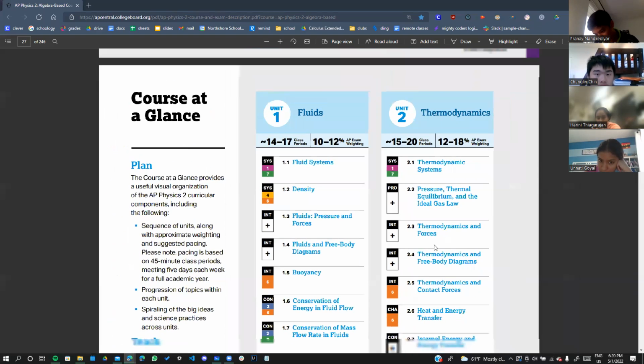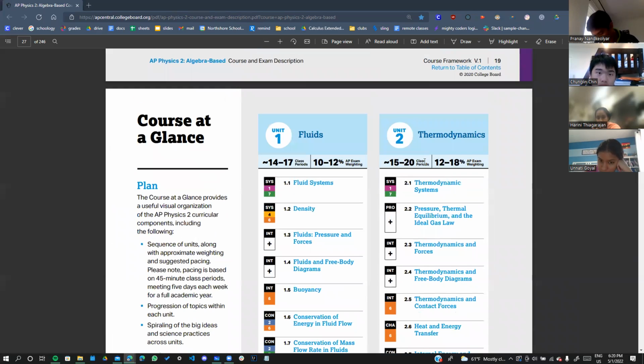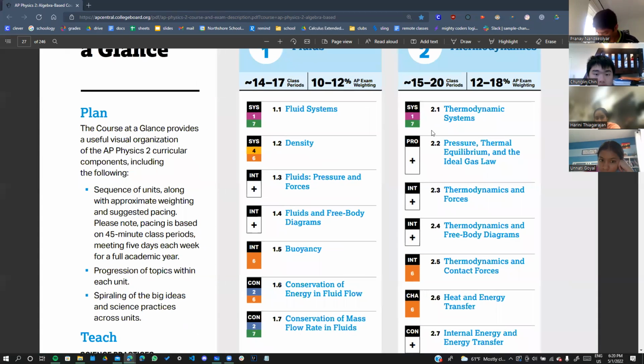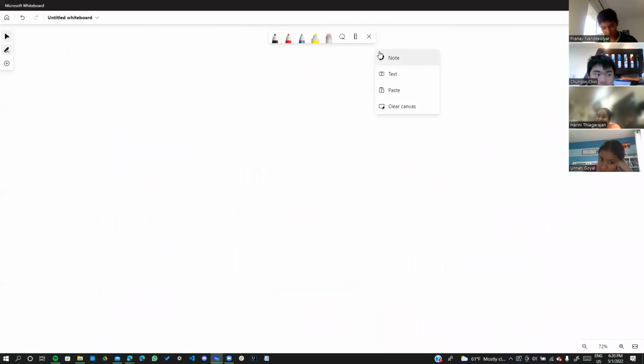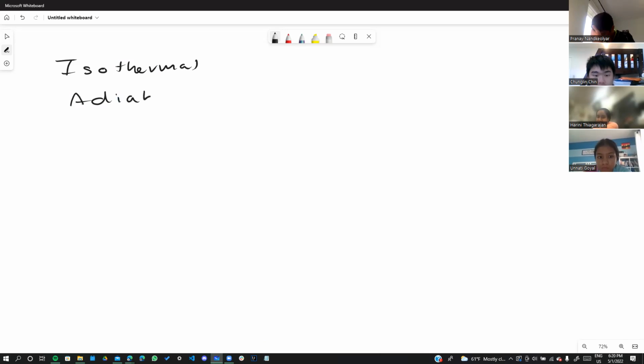The same thing with thermodynamics. And thermodynamics is actually tested more on the AP exam than fluids. So let's look at this right here. Thermodynamic systems. Okay, everything's coming back to me now. There are four: isothermal, adiabatic, isovolumetric, and isobaric.